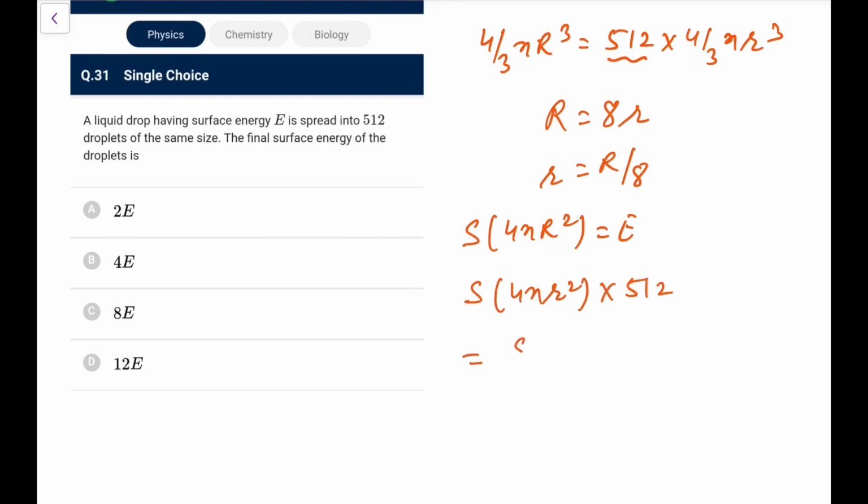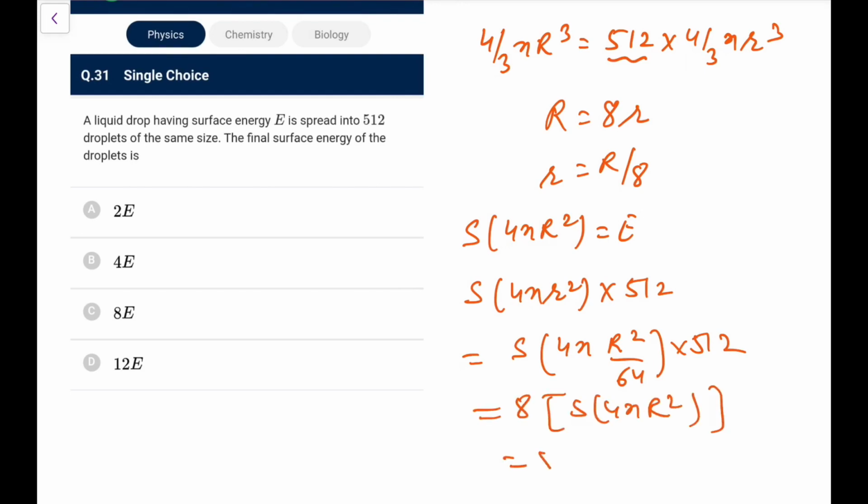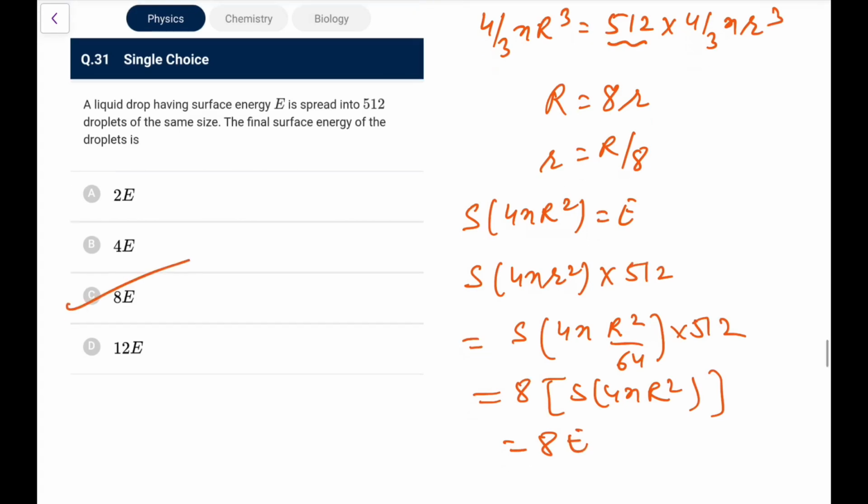So that would be S into 4 pi. If I do r square, it will become R square by 64, into 512. So that becomes 8 times S into 4 pi R square. So that's clearly 8 times E. So I'll go for option C. That is the answer I'm going to take.